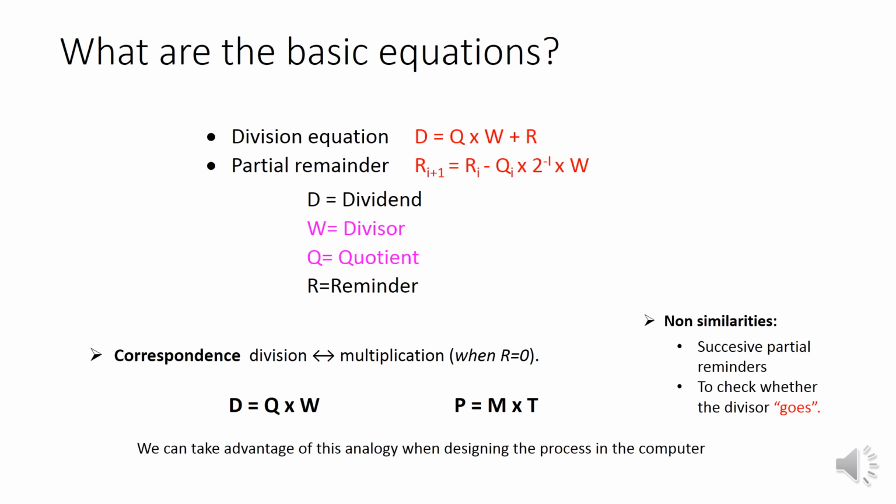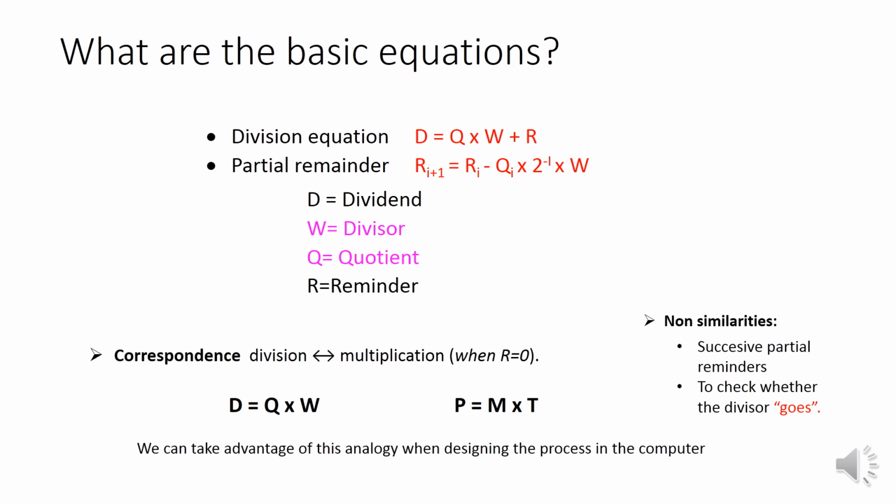What are the basic equations? These are the two main equations that govern the division. One for the division equation and one for the partial remainders. This is the dividend. This is the divisor. This is the quotient. And this is the remainder.